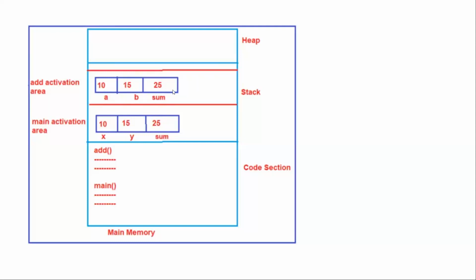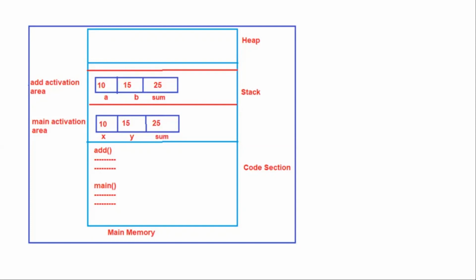And from the add function, I am returning this value back to the main method. That means the 25 value is passed from the function to the main. Then we are printing the value 25. So this is how internally the memory allocation works whenever we use methods. So is it clear, or any questions?